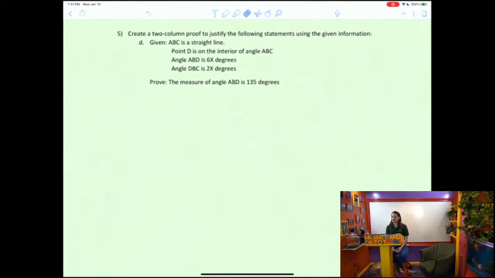Question 5 asks, create a 2-column proof to justify the following statements using the given information. Given that ABC is a straight line, point D is on the interior of angle ABC, angle ABD is 6x degrees, and angle DBC is 2x degrees. I'll give you 4 minutes, and after 1 minute, I'll start to solve.